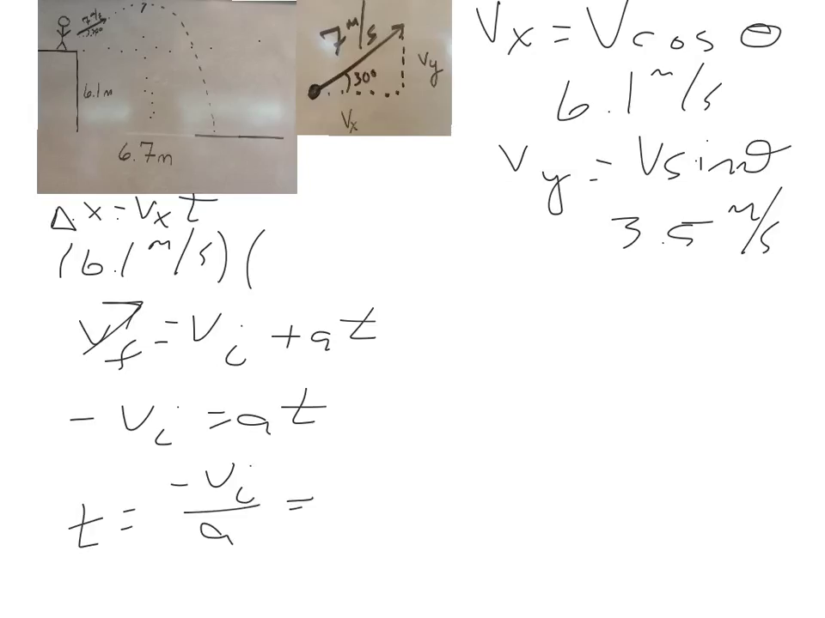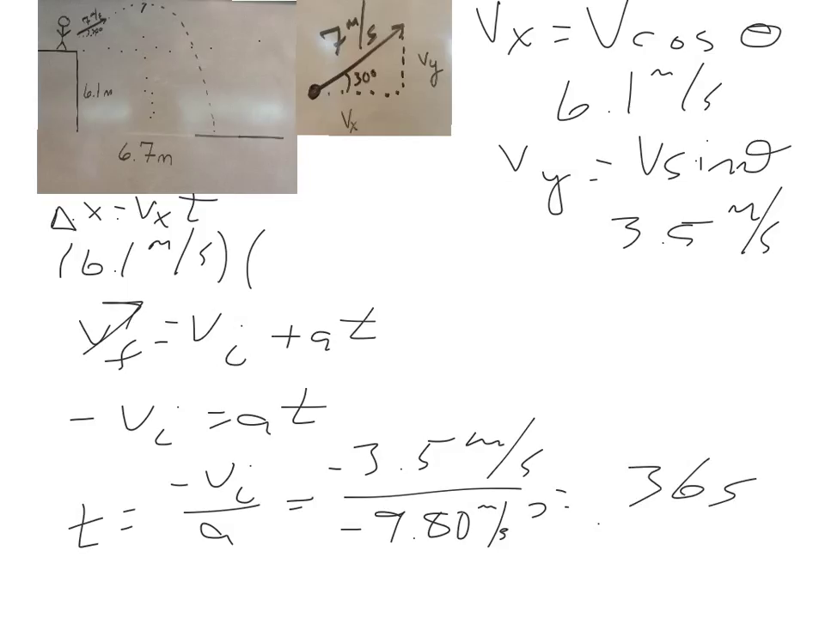And that equals negative 3.5 meters per second divided by my acceleration due to gravity, which is negative 9.80 meters per second squared. All right, so I can plug that into my calculator. My negatives do cancel out, which is good because time can never be negative. And that gives me 0.36 seconds. So we have 0.36 seconds.